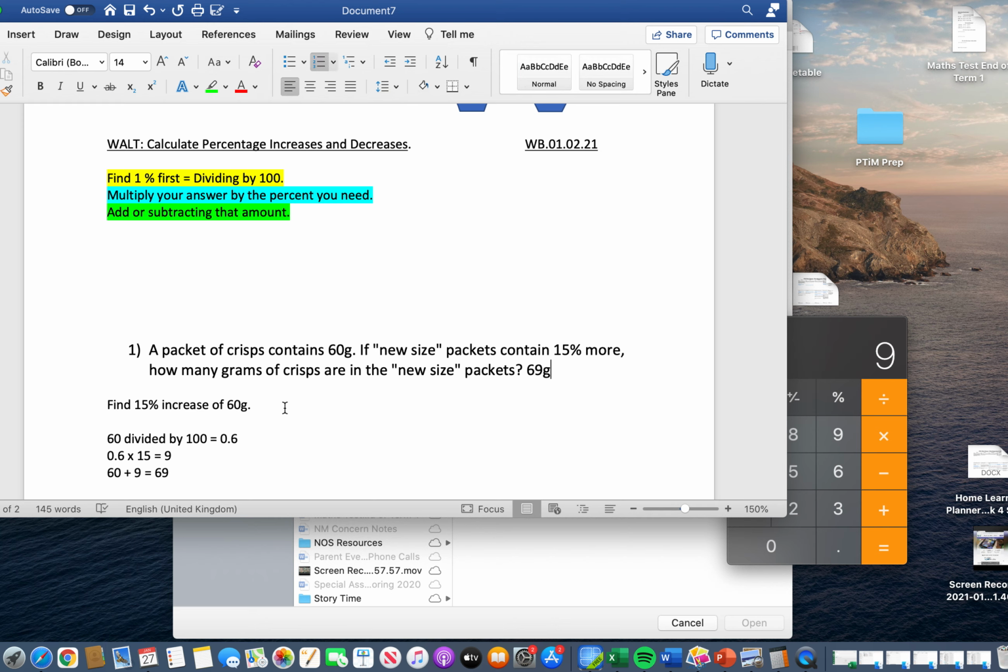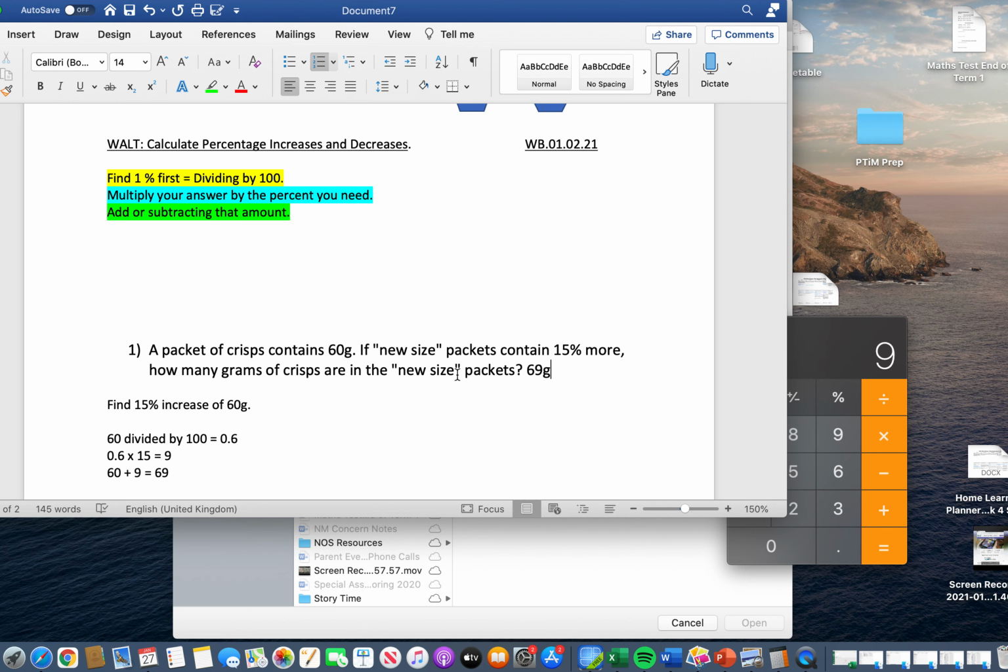I don't mind if you do your working out like this, or if you work out on a piece of paper and just write the answer. It's really the answer we're looking for. Now the reason we added the 60 to the 9 here, of course, is because it says 15% more. Our answer actually would have been 51 if it said 15% less.